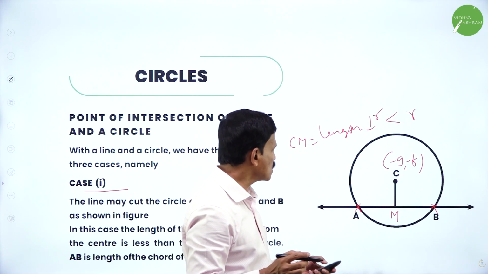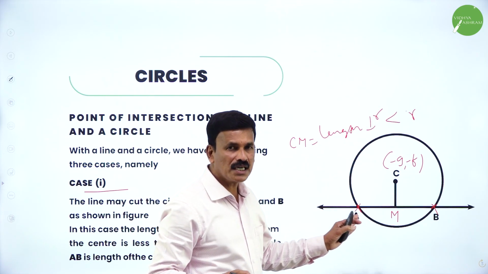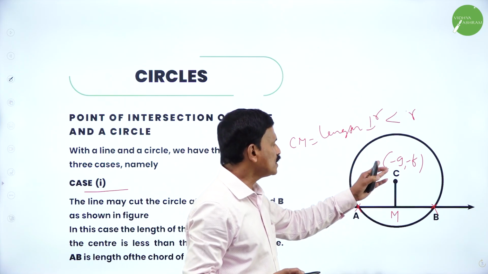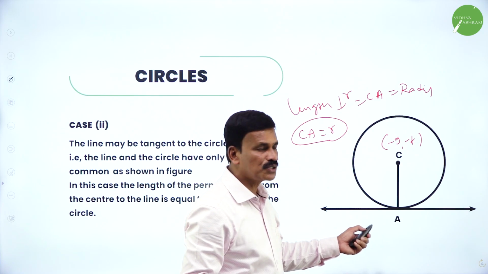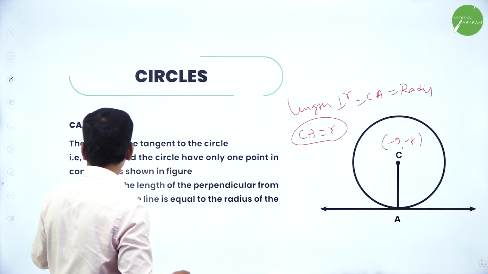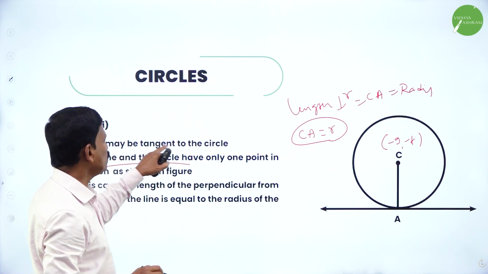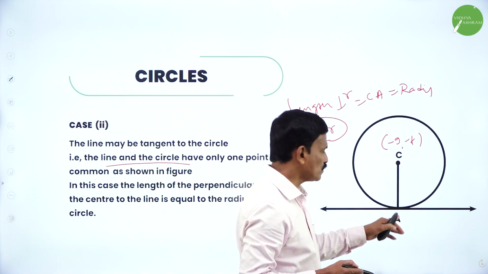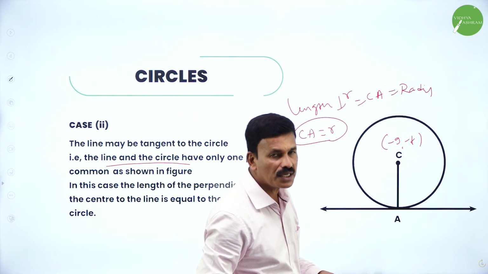See, in the first case, if the line cuts the circle at 2 points A and B, then the length of perpendicular is always less than the radius. In case number 2, if the line is a tangent to the circle, this line will have only one point of contact. Then the length of perpendicular CA is always equal to the radius.